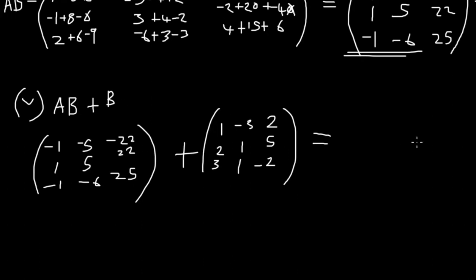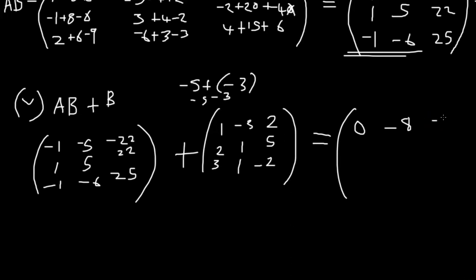So we open our first bracket there. So negative 1 plus 1, you get a 0. Negative 5 plus negative 3. When you multiply positive times negative, you get a negative. So it's just the same as negative 5 minus 3. So negative 5 minus 3, you get negative 8. So negative 22 plus 2, you get your negative 20 there.